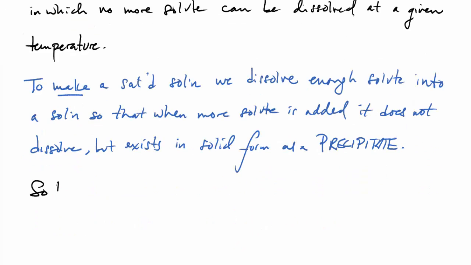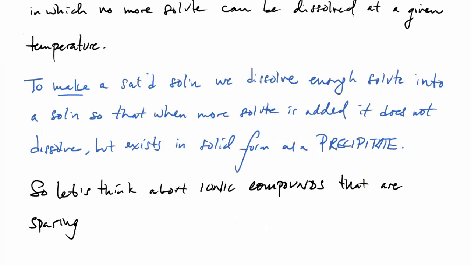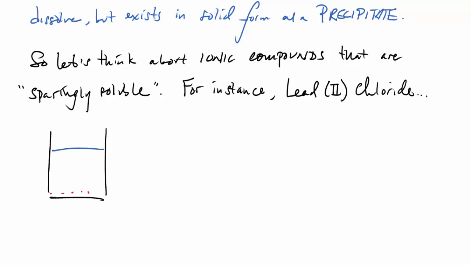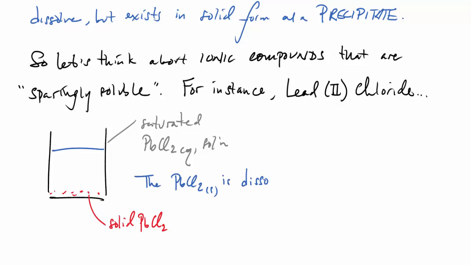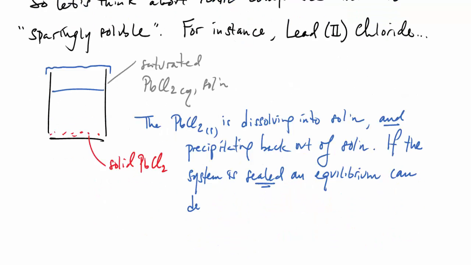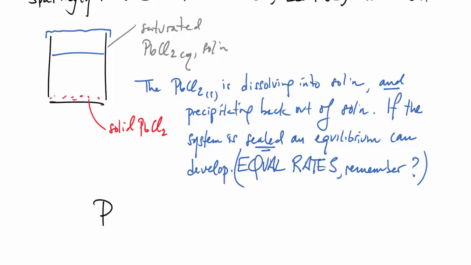So let's think about ionic compounds that are sparingly soluble, that is, they don't dissolve very readily. And one good example would be lead 2 chloride. So here we have a saturated solution of lead 2 chloride. And you can tell it's saturated because down here in the bottom of the solution you see some solid lead 2 chloride. So if you think about it, it's dissolving into solution and precipitating back out of solution. But these things are happening at once. If the system is sealed, an equilibrium can develop. That's equal rates. Remember the big idea of equilibrium.